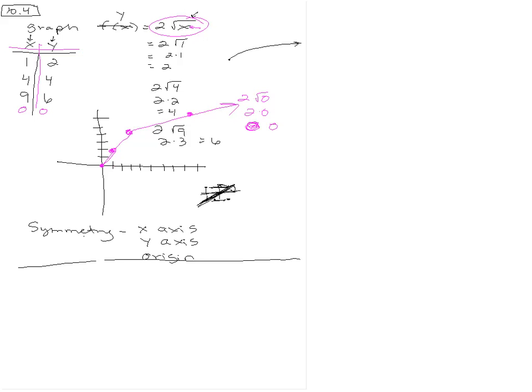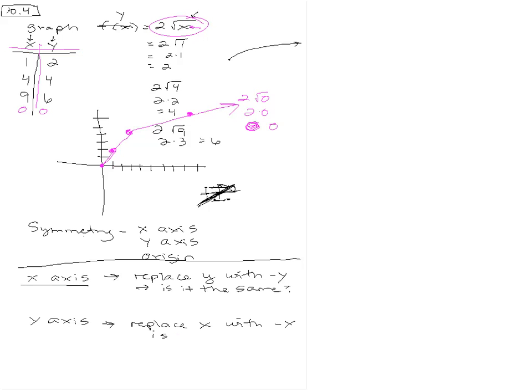Okay? If you want to check if it's symmetric to the x-axis, you replace y with negative y, and then is it the same still? If it's the same, it's symmetric to the x-axis. For the y-axis, you replace x with negative x, and then ask, is it the same?